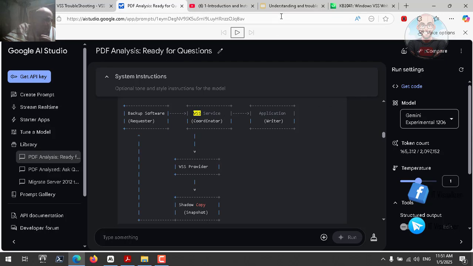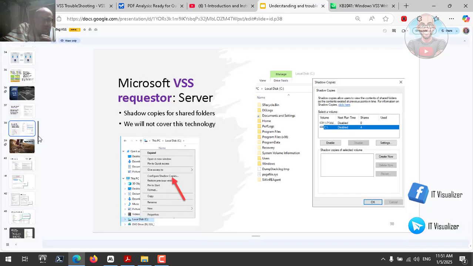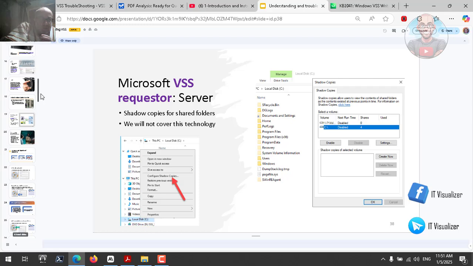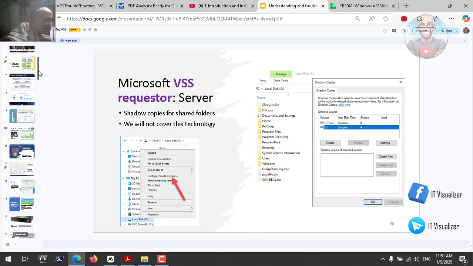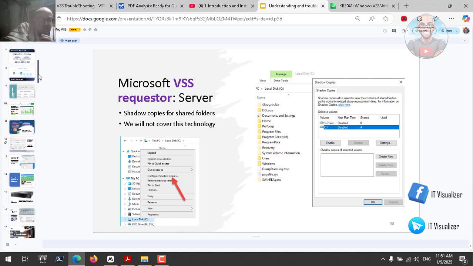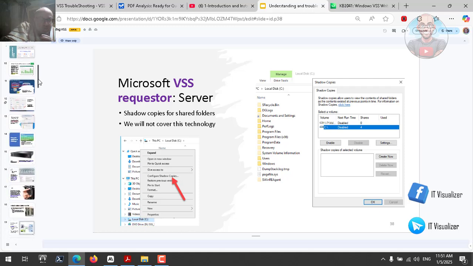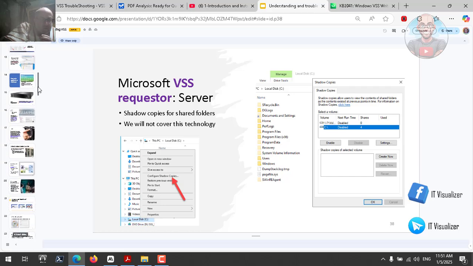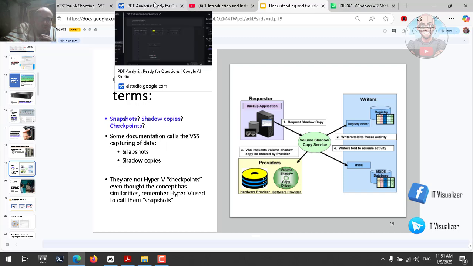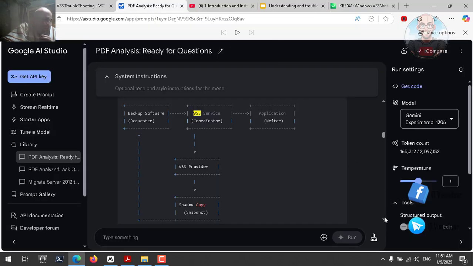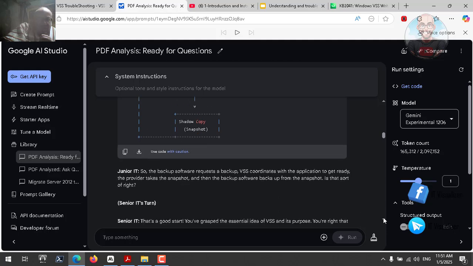So this is not a correct answer. If we try to get to the real drawing, here you go. This is the correct one. So the server shadow copy coordinates between the four. Okay, so this is not a correct answer, even though he is getting it, but not in that good.